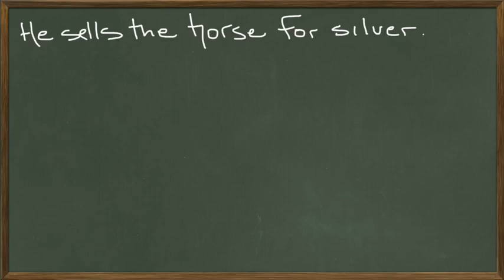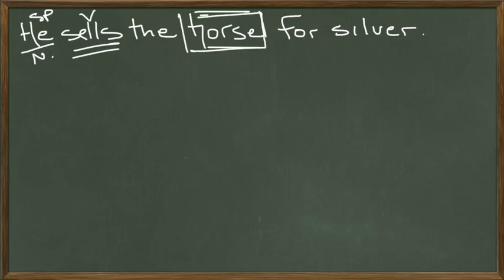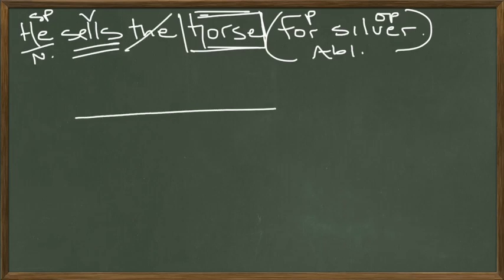Let's look at another one. He sells the horse for silver. He, subject of the sentence, that's a subject pronoun, nominative case. What's he doing? He's selling, verb. What's he selling? He's selling a horse. The horse receives the action. My pen's going out on me here. For, preposition, for whom? Silver, or I'm sorry, for what? Silver, object of the preposition. For silver is a prepositional phrase, and it goes in the ablative case because this is the ablative of price. Another use for the ablative in Latin. The is an article adjective.